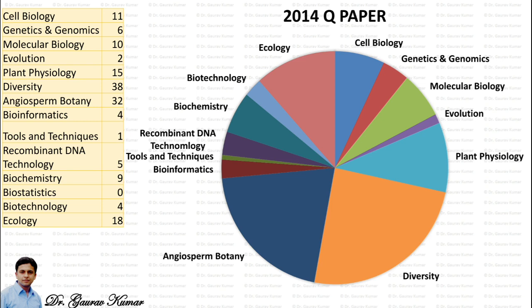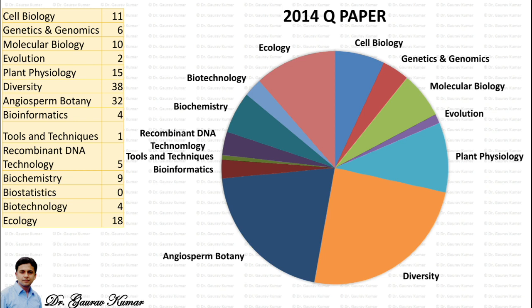Then there was a mixture of recombinant DNA technology questions, tools and techniques, and bioinformatics, around 5, 4, 6 questions. Another major chunk was contributed by ecology and plant physiology. Later there were cell biology, molecular biology, genetics and genomics, and so on. If you see the table, you will find that the least questions in the 2014 question paper were from biostats, which was 0. None of the questions was asked from biostats.